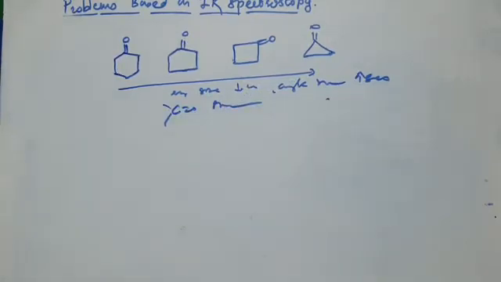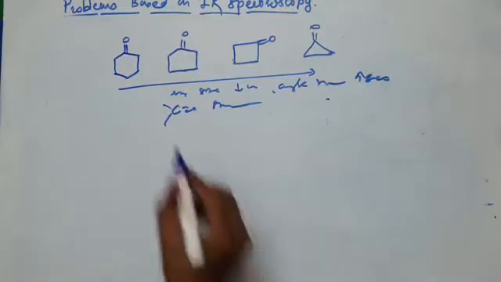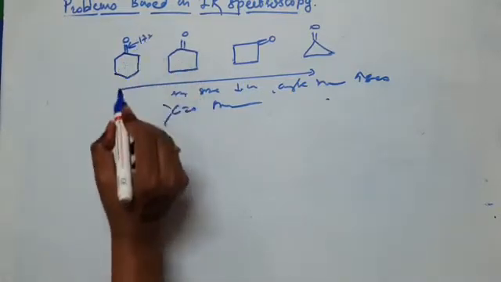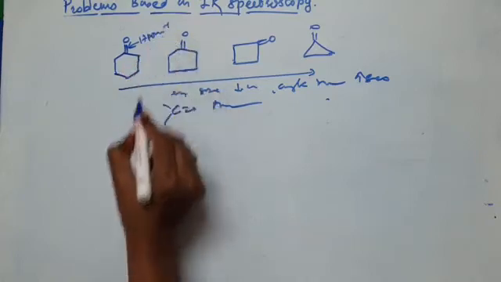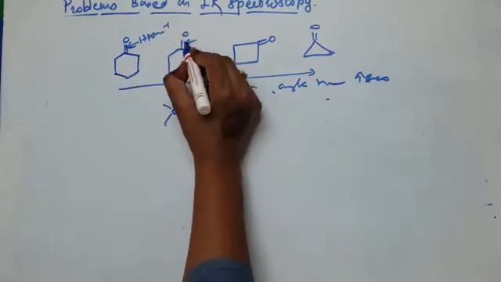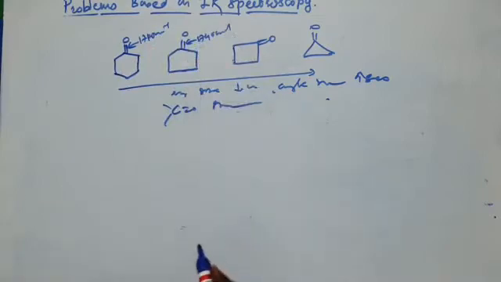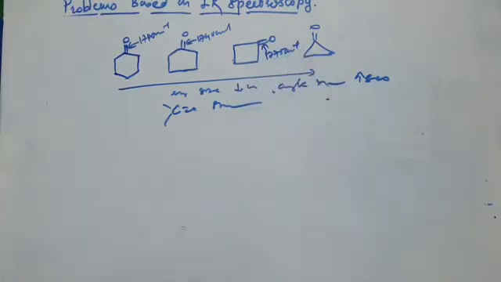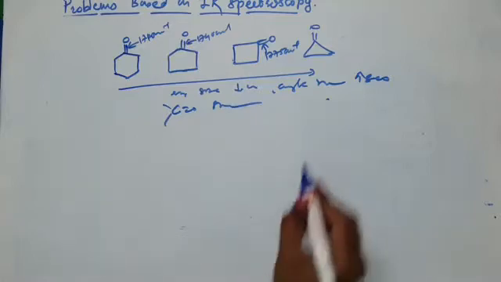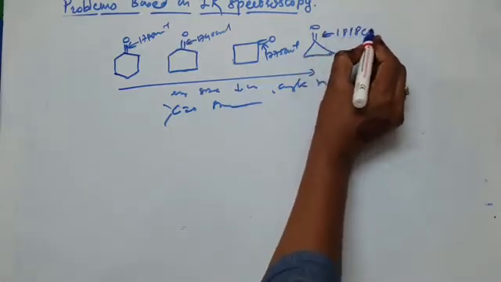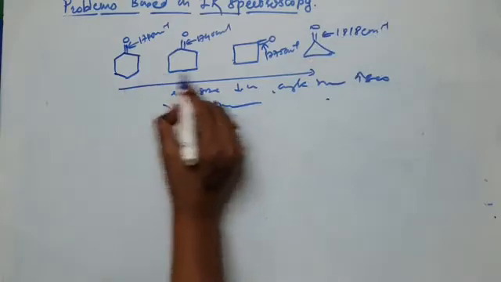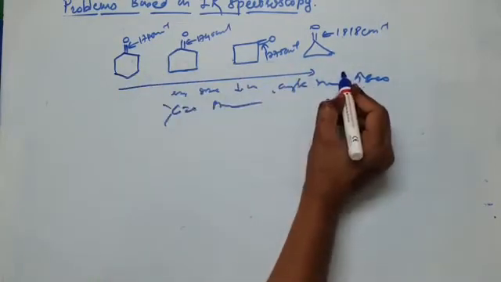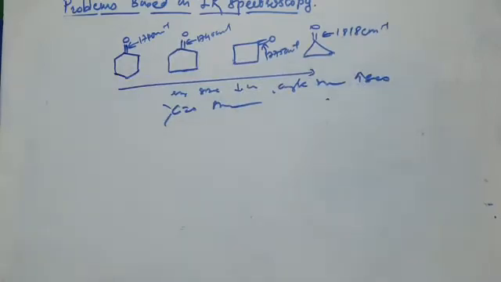If we want to see the values, for cyclohexanone the carbonyl stretching frequency is 1710 cm inverse. For cyclopentanone it is higher, 1740 cm inverse. For cyclobutanone it is 1775 cm inverse, and for cyclopropanone it is 1818 cm inverse. So what is our observation? As ring size decreases, angle strain increases, and as angle strain increases, carbonyl stretching frequency increases.